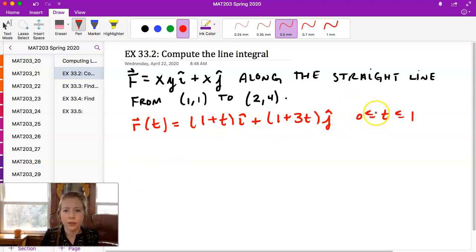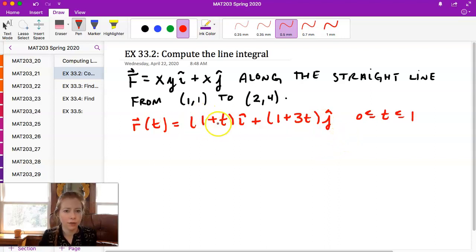So let's just confirm here. At a time of 0, we want 1, 1. So we have to have 1 plus our time for each is one way we can do this. So this gives us an initial position of 1, 1. And then if we plug in 1, well, 1 plus 1 is 2. And then in order to get to 4, you have to have 3t. Because remember, this is a straight line here.